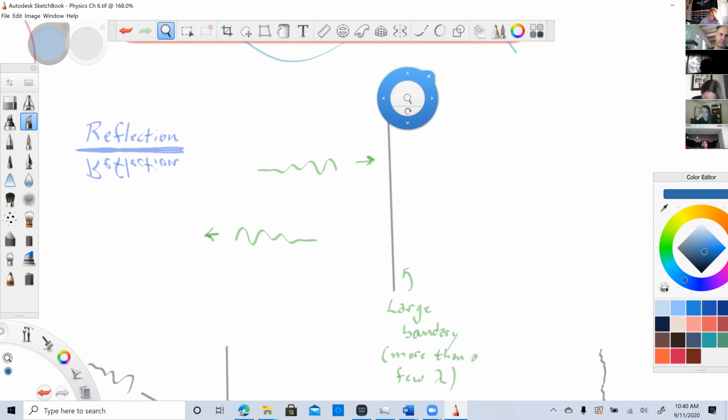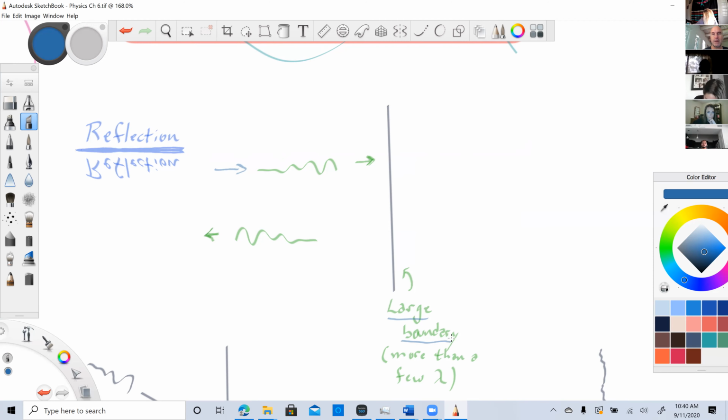Reflection. Now, reflection is kind of important. It's part of what we're seeing, reflected signals, right? So we send a sound beam into tissue. It runs into a larger boundary. When we say large boundary, I mean, well, you don't talk about the anatomy yet.